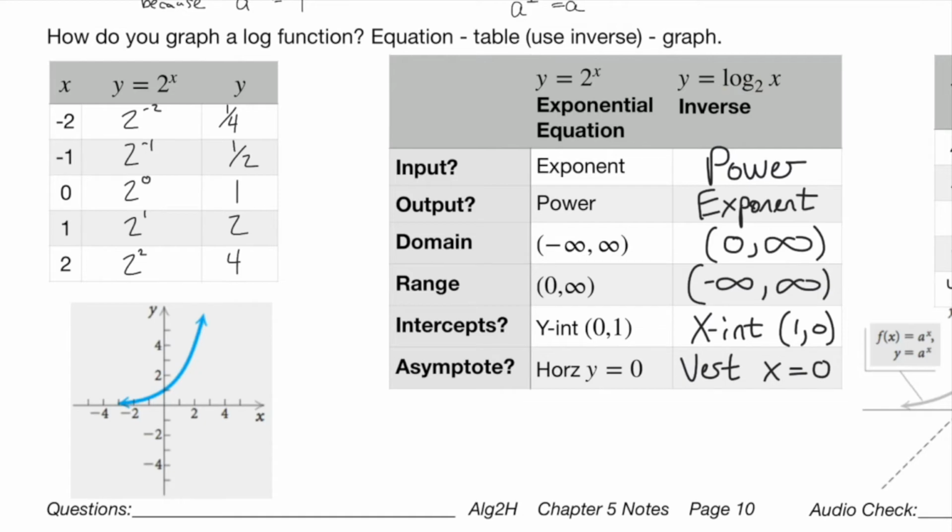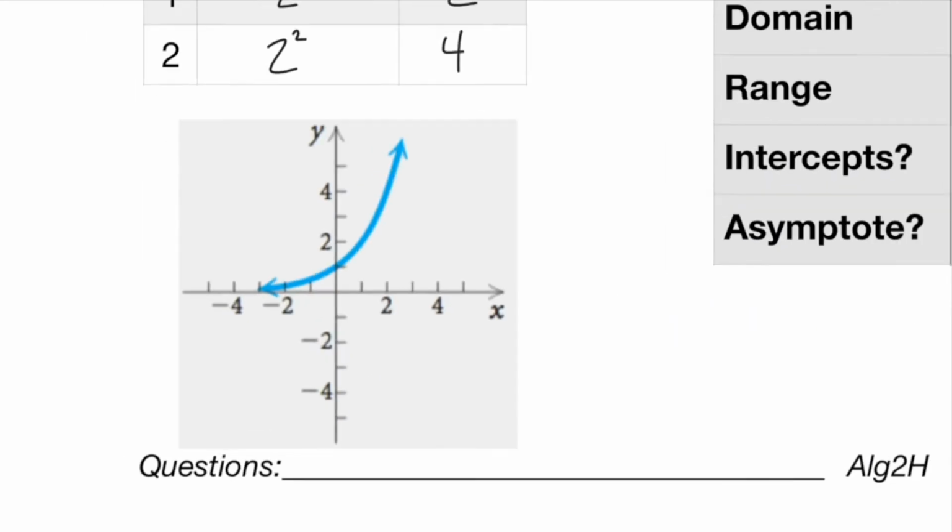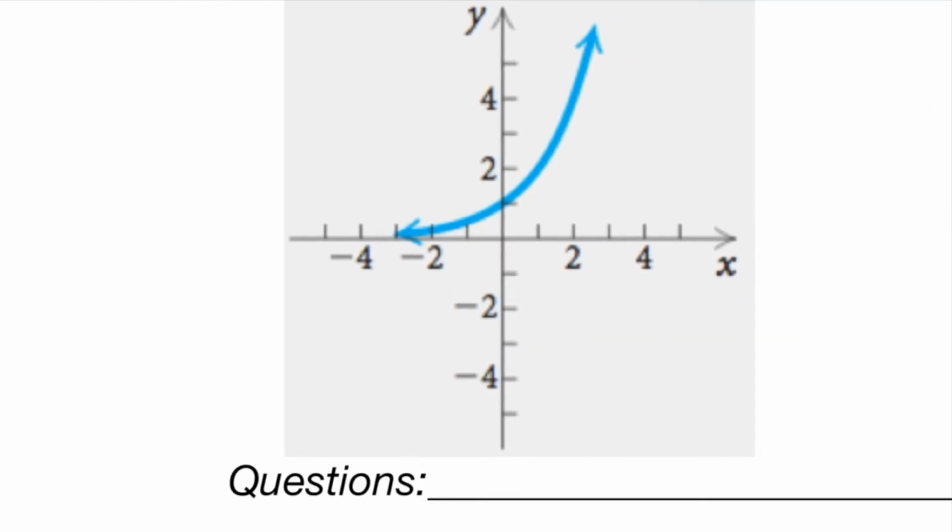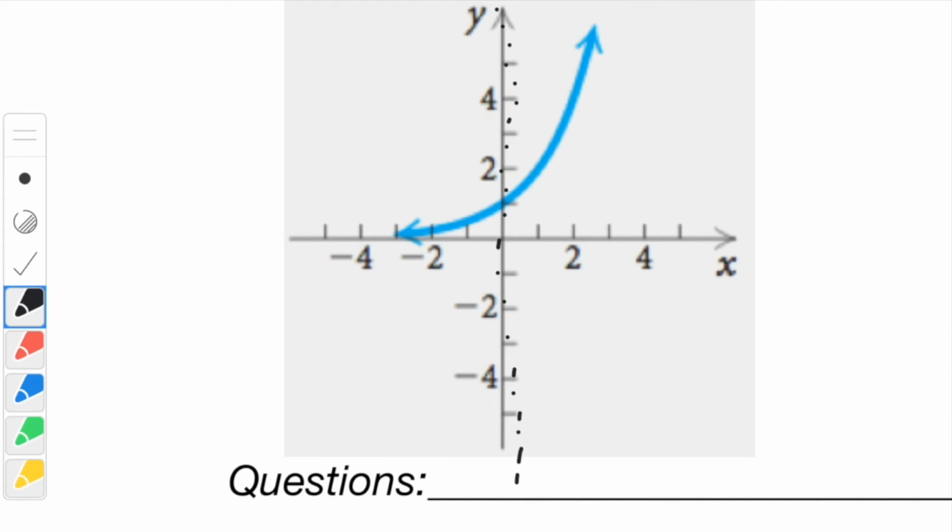The logarithmic equation is the inverse. The asymptote would be a horizontal asymptote of y equals 0, and a vertical asymptote in the inverse, x equals 0. If you wanted to draw those, it would look kind of like this. Remember, there's a vertical asymptote along x equals 0. We're going to intercept at 1, 0. That's the x-intercept. And so it's going to look kind of like this.